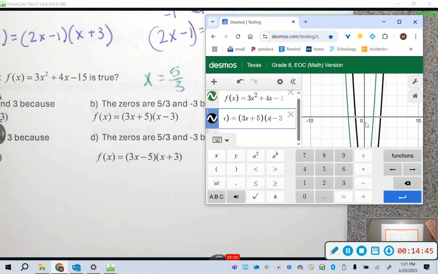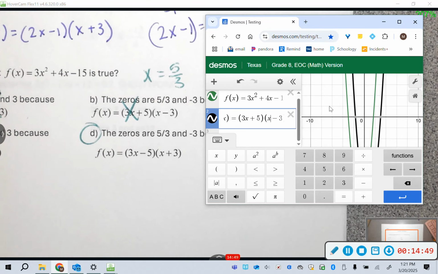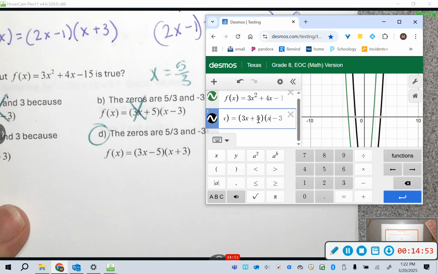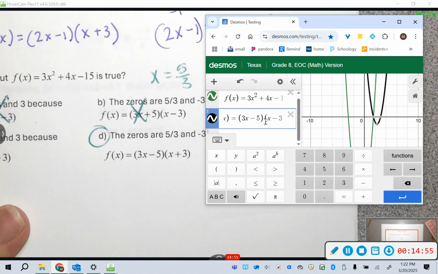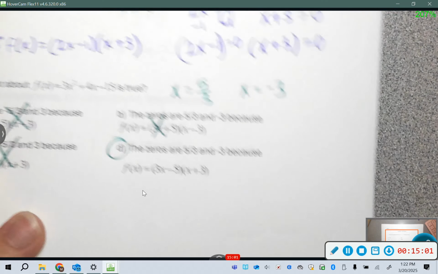And if we look, these do not match. Therefore, those are not the same. Therefore, D has to be my answer. And I can even quick check. This was just minus, and this is just plus. And it's exactly the same. So I know that that is correct. Okay, let's look at the next page.